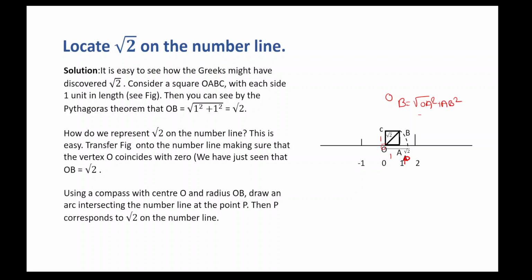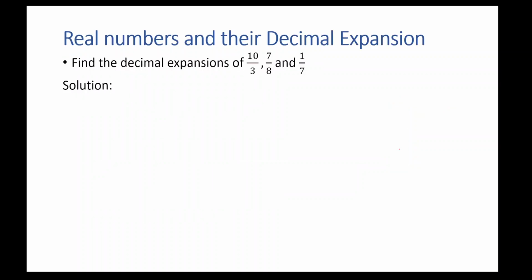Now with O as the center and radius OB, let us draw an arc. It will intersect at point P. If you measure the length OP, you will get approximately 1.4. So the OP value is represented as the root 2 value. Although we consider this an irrational number, we can still represent it on a number line. Similarly, we can locate root 3, root 5, all the irrational numbers on the number line.